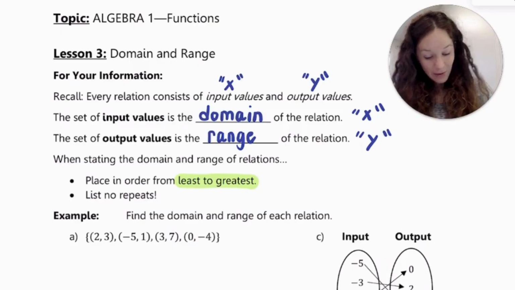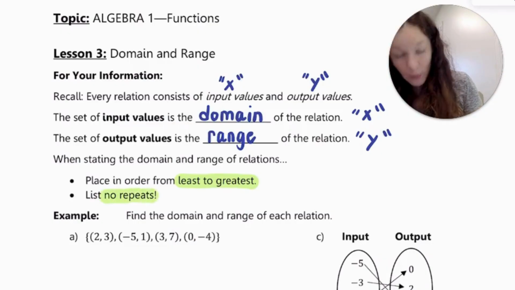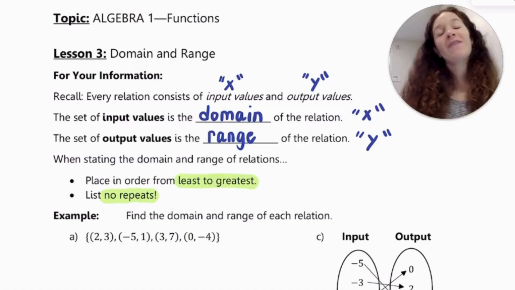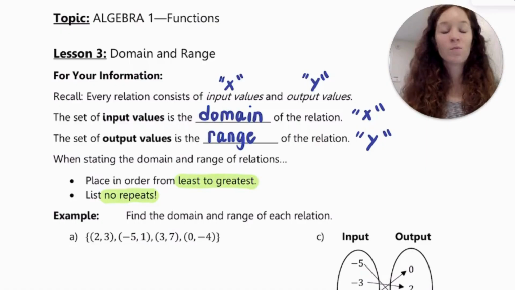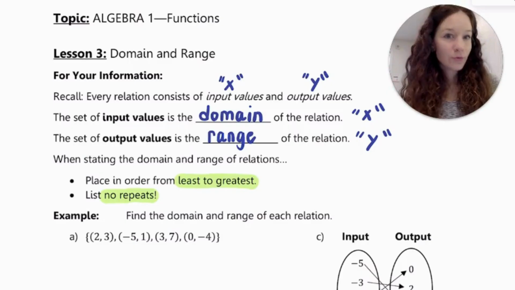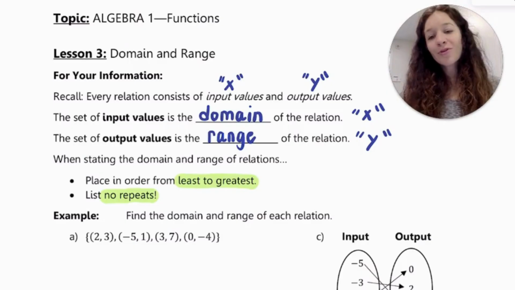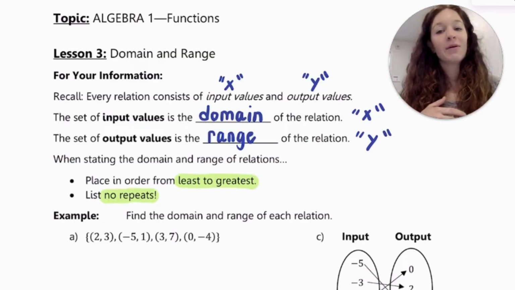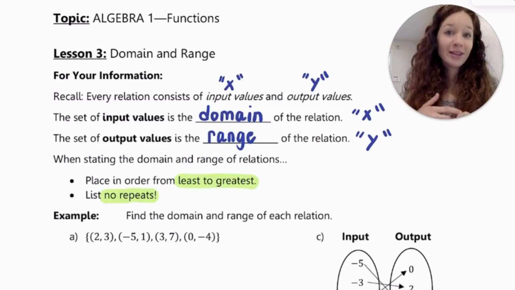And you're also going to list no repeats. So if you see a domain value, an x value pop up more than once, we don't need to account for it more than once. We can just say, okay, we've got two. We're using it once. We know it could be used more than once. Okay? So those are your two rules. You always put your domain and range in order from least to greatest, and you never list repeats.